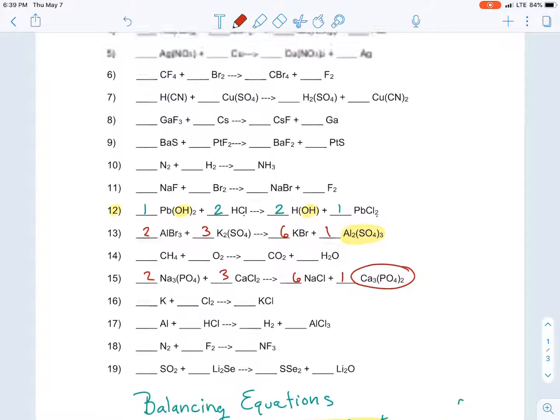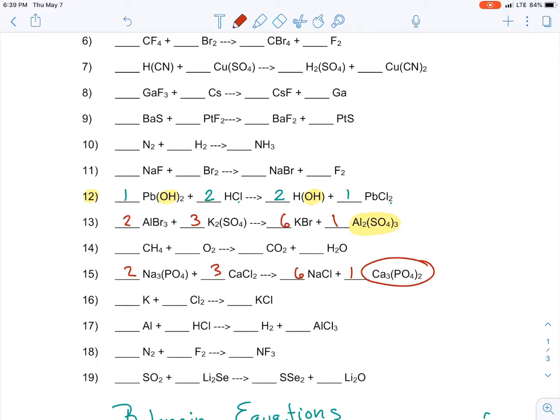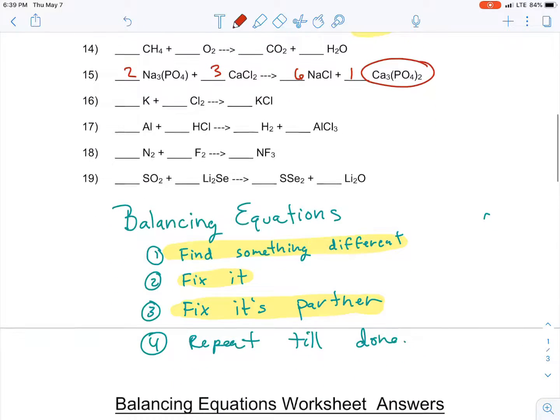All right, I hope that helps. That's the easy way to do it. This is generic balancing. All right, good luck with that, and have a great night.